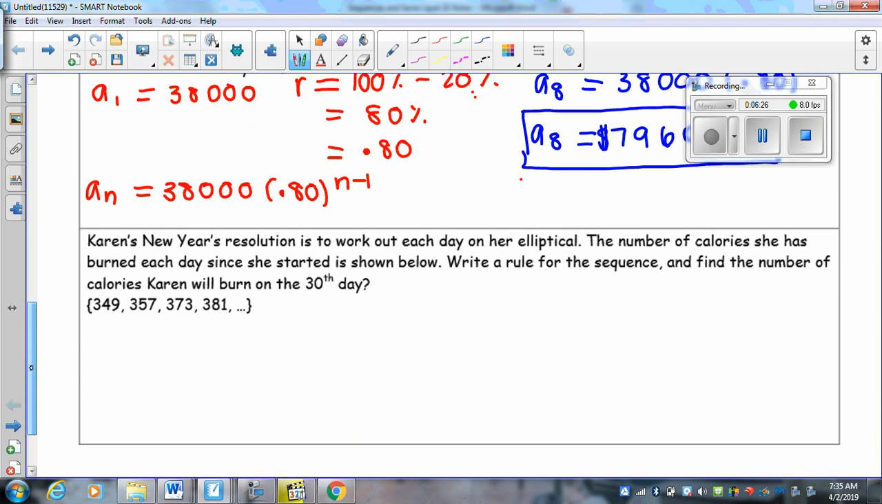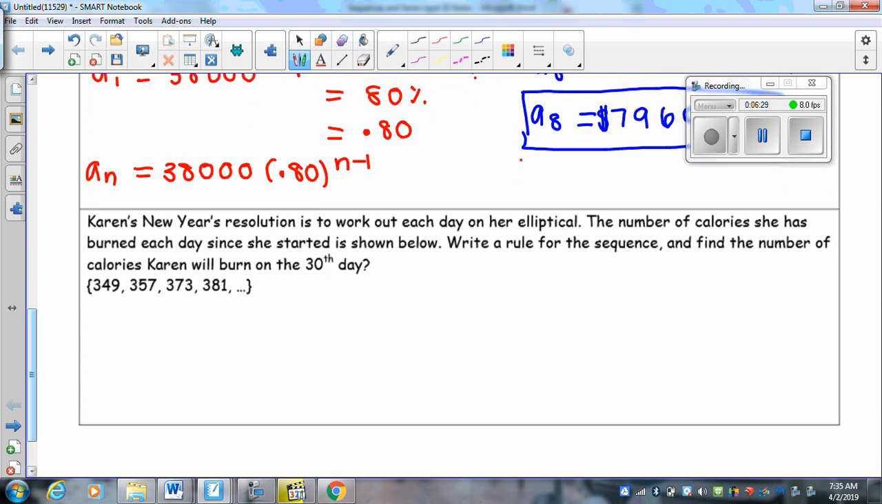Okay, one more word problem here. So Karen's New Year's resolution is to work out each day on her elliptical. The number of calories that she has burned each day since she started is shown below. So now we have the sequence. We want to find the number of calories she's going to burn on the 30th day. So to me, this looks like I'm multiplying by something. So I'm going to take 357 and subtract 349. Okay, I get 8. Then I'm going to do 373 minus 357. I get 16. This is interesting. So then I get 381 minus 373, and I get 8.